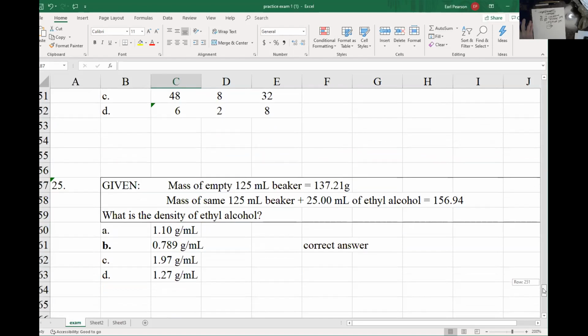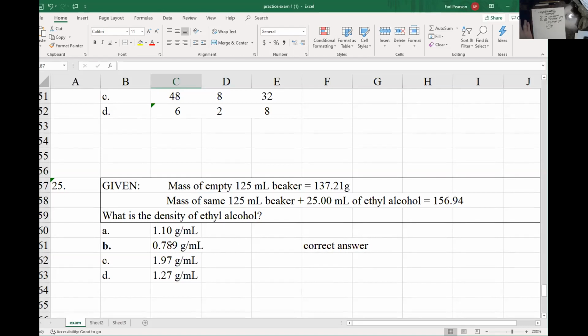It's like a lab experiment. But we've calculated density before. So all we've got is an empty beaker. We got a beaker with 25 milliliters of ethyl alcohol. There's the weight with the beaker and the alcohol. We subtract, we get the mass of alcohol, and we've got the volume is 25 milliliters. So the mass divided by 25 would give you the density. That looks like a good number to me.